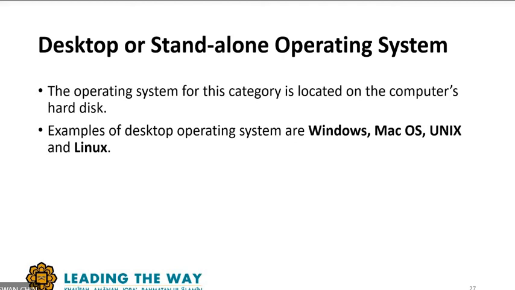So the operating system for this category is located on the computer hard disk. For example, our laptop, our PC, server, and so on. The operating system is installed in the secondary storage, hard disk, SSD, pen drive, SD card. But the operating system can be changed. For example, I don't want to use Windows, then tonight I install Linux instead. Okay, it can be done like that. That's why it is called a desktop or standalone operating system.